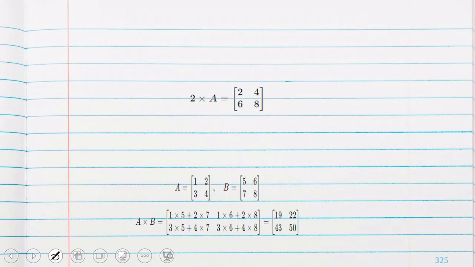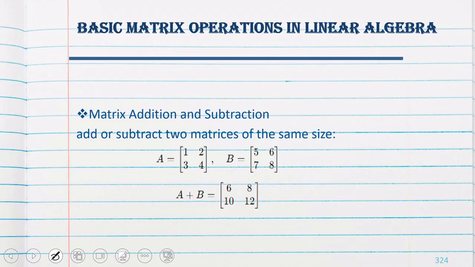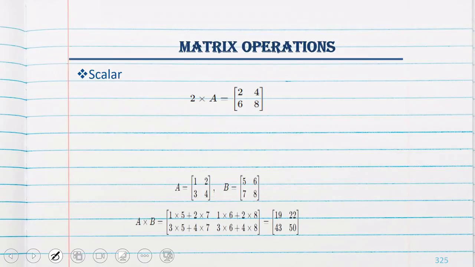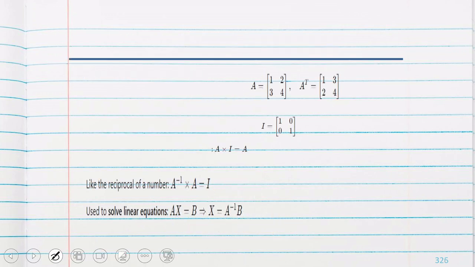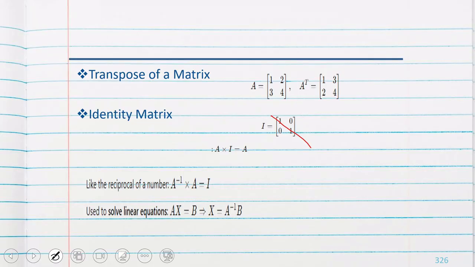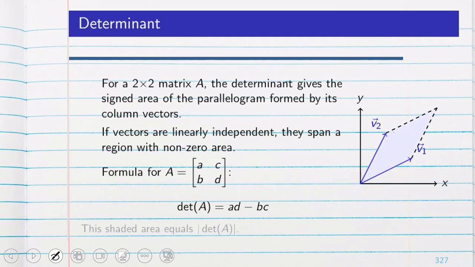Basic operations you already studied in school classes: matrix addition and subtraction, scalar multiplication, matrix multiplication, transpose of a matrix, where rows and columns are interchanged. Identity means only the diagonal will be there, other elements are zeros. Inverse, determinant. The determinant of A is AD minus BC.